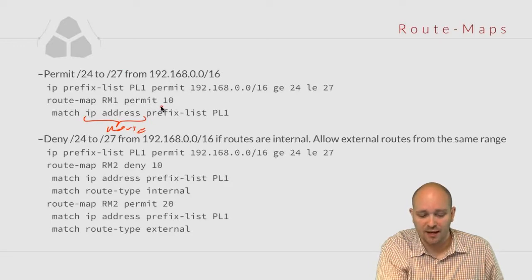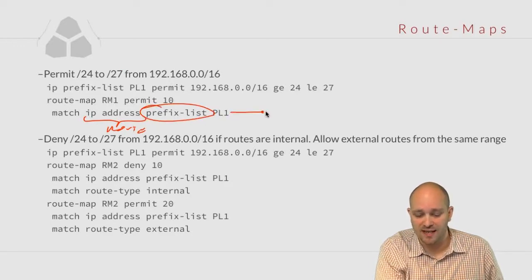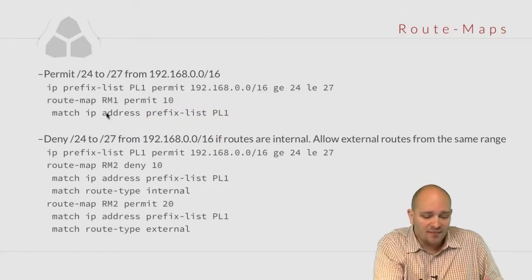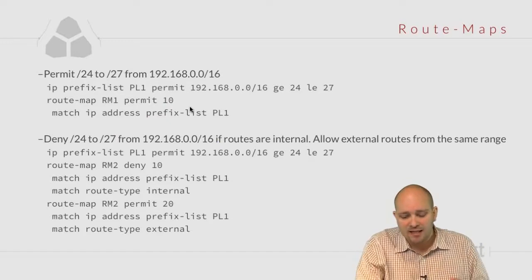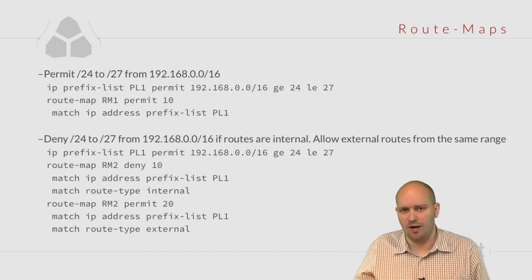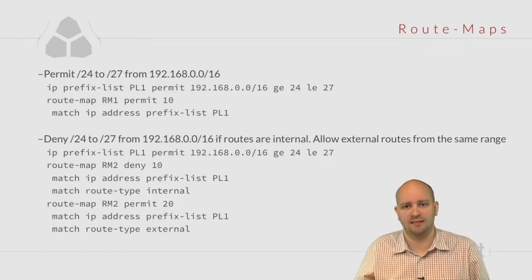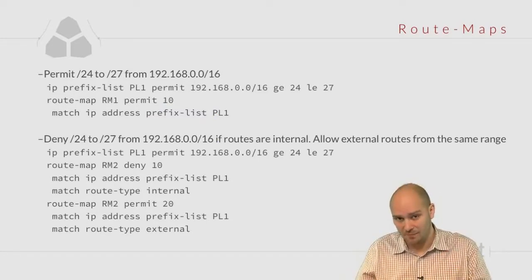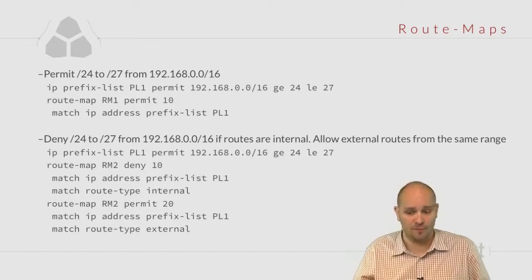And we are telling our router to use the prefix list that we defined here, prefix list PL1. Now, given this particular example here, it makes no sense. Why did we use the route map and not use prefix list? Well, because of some limitations if we use prefix lists directly in the filtering mechanisms.